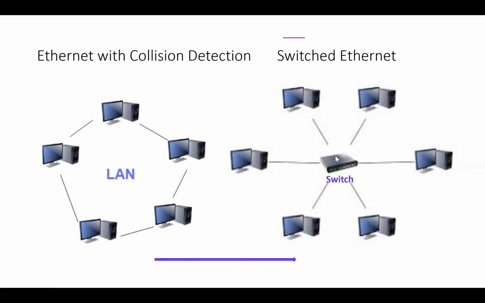So instead of having all the computers on the same wire, they all connected to the same switch. And then if you wanted to talk from this computer to that computer, you would talk through the Ethernet switch. This switch would move the data from where it came from to where it was going.